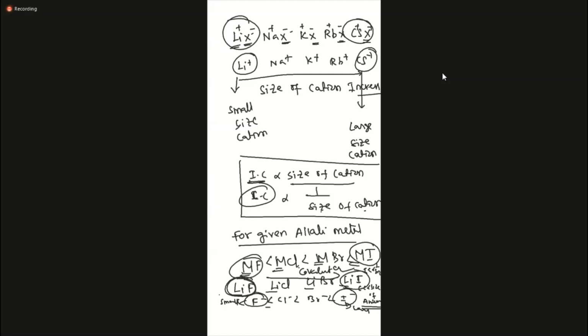Please listen. Can I erase this page? Yes, sir. Please listen now. Suppose I am going to take it here: LiCl, NaCl, KCl, RbCl, and CsCl. Can you tell me anyone which is more covalent character, more ionic? Which one is more ionic character? Which one is more covalent character?